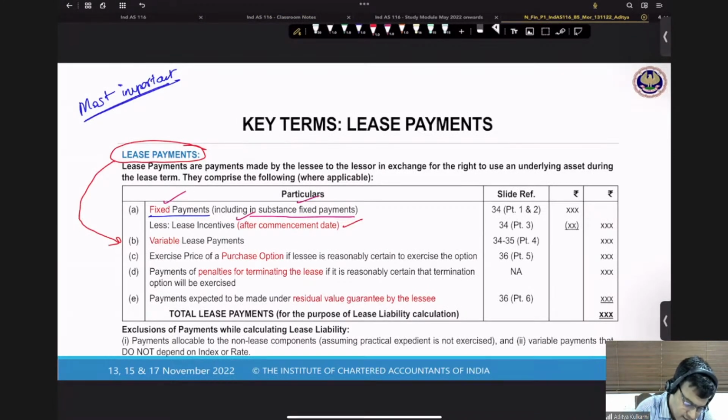So we have discussed variable lease payments. Exercise price of a purchase option, if it is reasonably certain to exercise the option. Self-explanatory, nothing to explain. Penalties for terminating the lease, if it is reasonable that the termination option will be exercised. This is typically a termination option, available at both parties' end. So in that case, if the penalty is significant, you will include that in your lease payments. And finally, you have a residual value guarantee by the lessee.